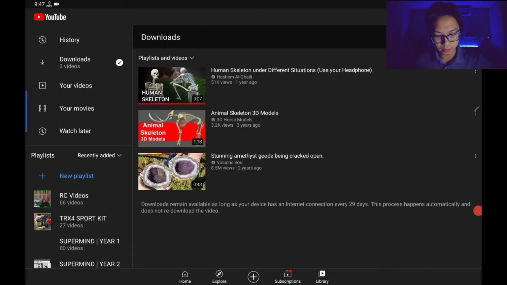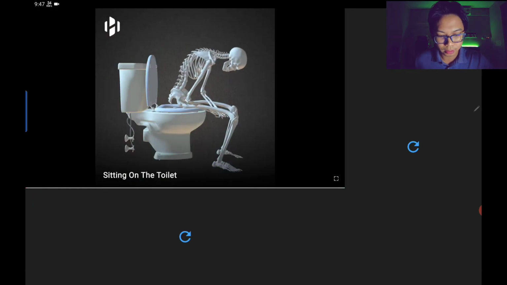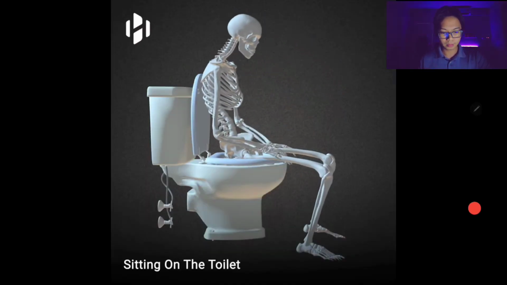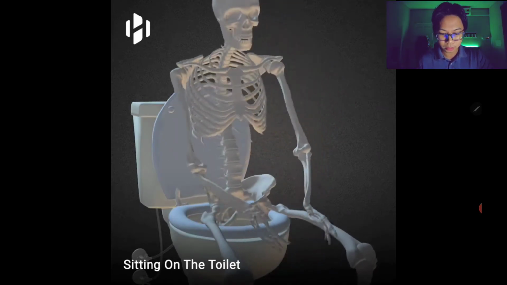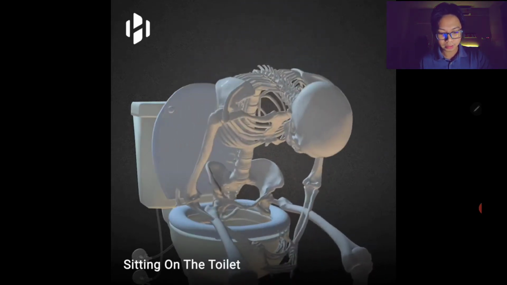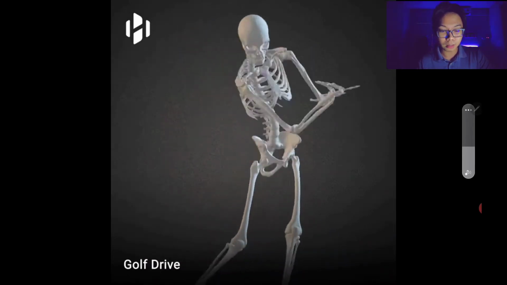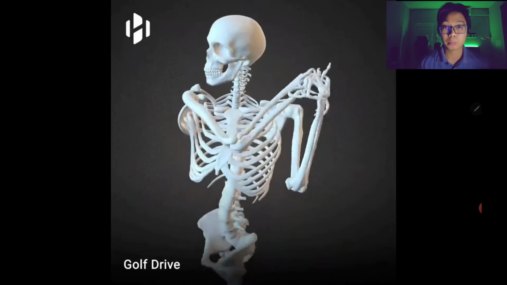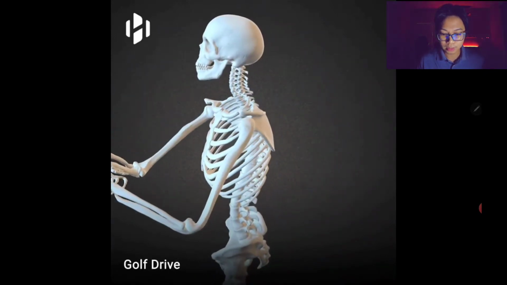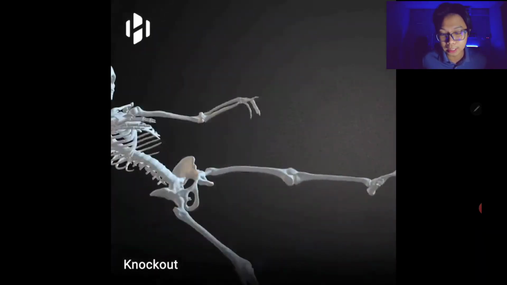Right here, see the action. Apa perbuatan setiap tulang ni? First one. This is how we move actually. Sitting on the toilet. Kita duduk, berak kah, kencing kah. Golf drive or playing golf. This is how our bone, our skeleton move.